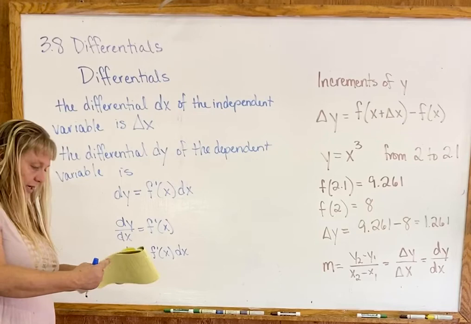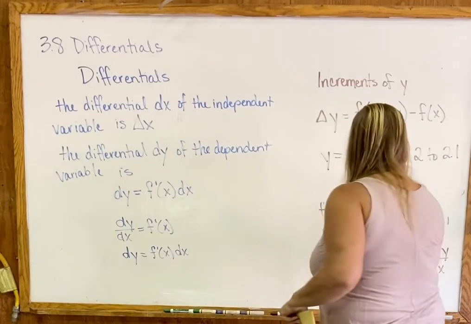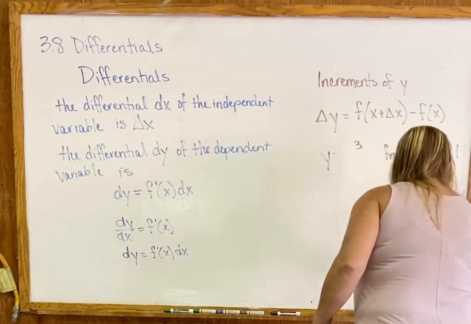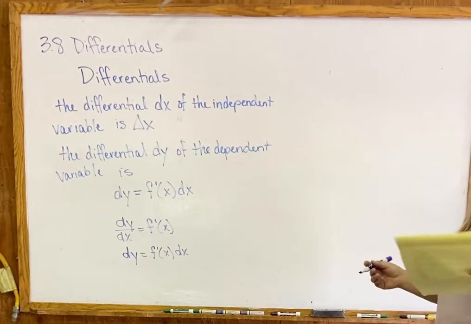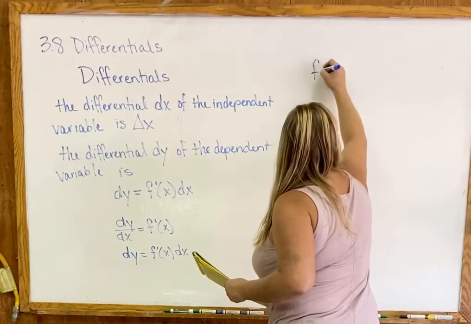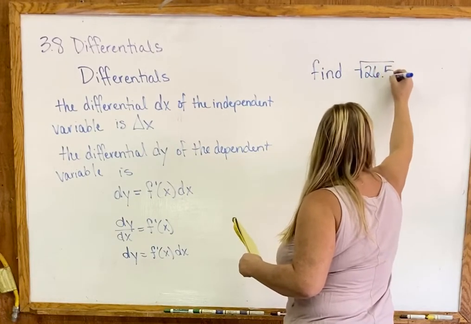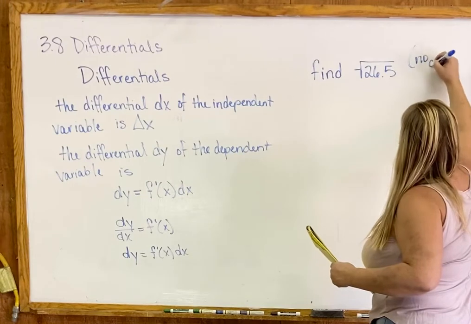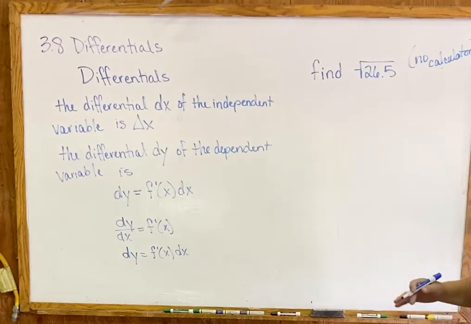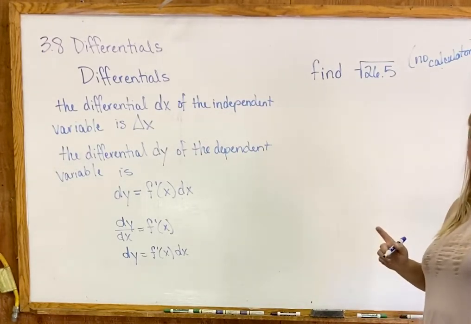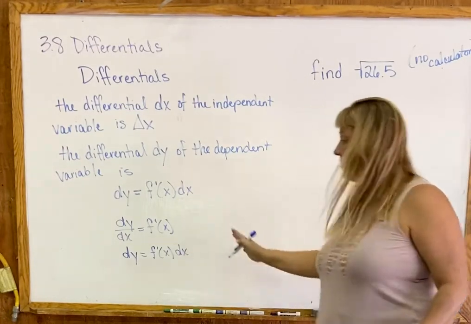So let me show you a good example of how this is used. And I gotta be honest, I don't know why, but this is one of my favorite problems. Not for any really super useful thing, but I just like this problem. So the question is, find the square root of 26.5. And in parentheses over here, I'm going to say no calculator. So not using a calculator here, but we're going to find the square root of 26.5, and we're going to do it completely with differentials.